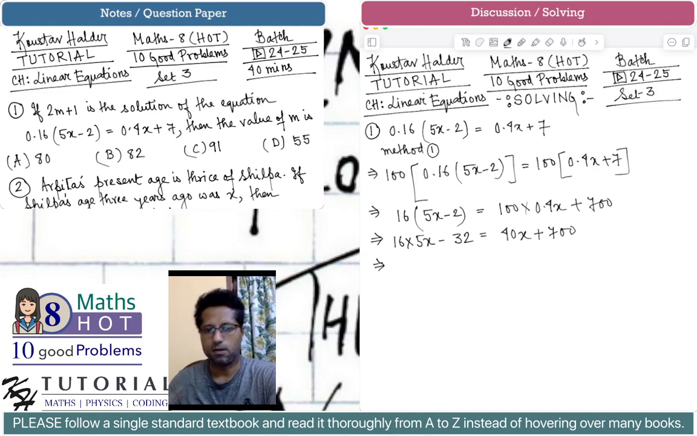Now if I simplify and bring all the x terms to the left hand side and all the constant terms to the right hand side, I get 16 into 5x is 80x, minus 40x is equal to 700 plus 32. So after further simplifying, we get 40x is equal to 700 plus 32, which is 732. So this implies x is equal to 732 divided by 40.